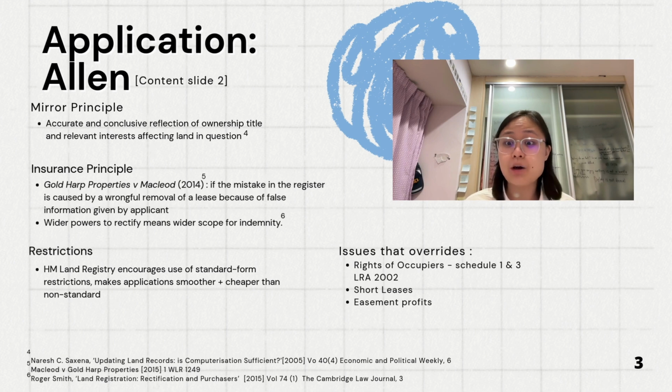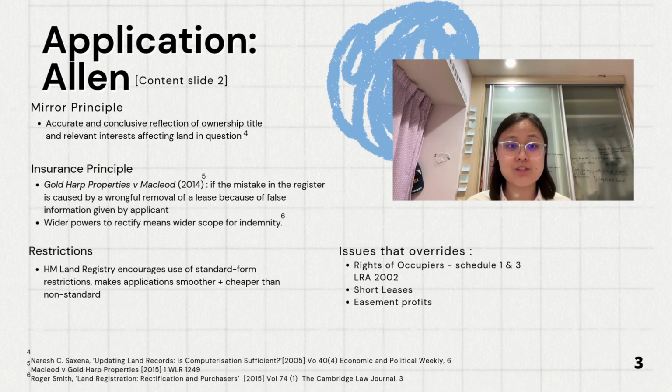I will now explain how the Land Registration Act 2002 has provided sufficient protection to a proprietor like Alan. The first is that the Land Registration Act of 2002 is built upon principles such as the mirror principle. It is beneficial because it relies on the registration of all rights. Based on the mirror principle, the register makes sure that the registry is an accurate and conclusive reflection of ownership, title and relevant interests affecting the land in question.